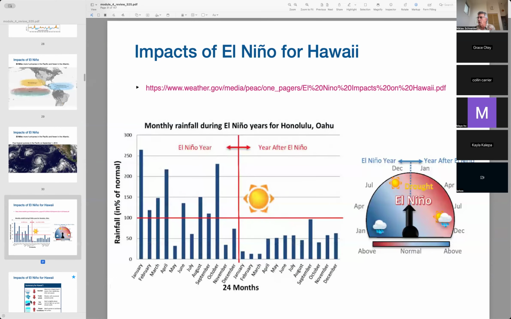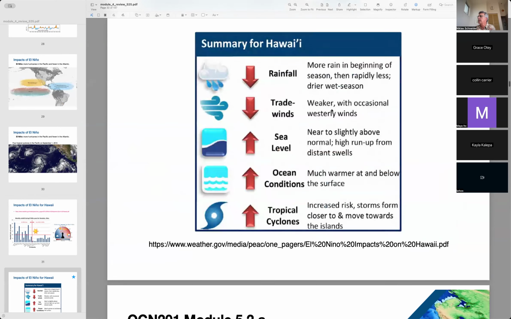We also see overall the impacts on Hawaii weather. It's not just hurricanes, but overall we have more rain in the beginning of the season and then rapidly less. So we have overall a drier wet season in Hawaii, where the wet season is in the second half or the early part of the year. The trade winds are weaker. Sometimes they even reverse. Sea level is up. Overall, the ocean is much warmer. Again, I cited both of these, the trade winds and the ocean conditions, as being responsible for an increased risk of tropical cyclones and hurricanes.